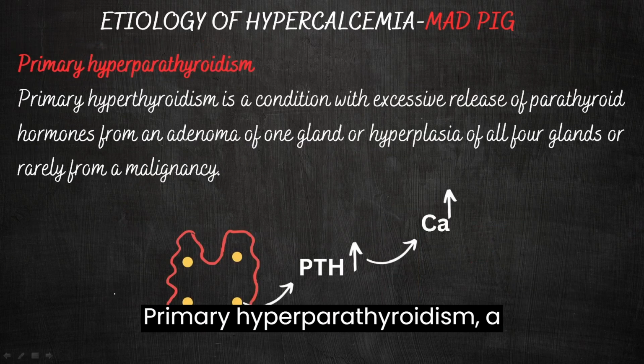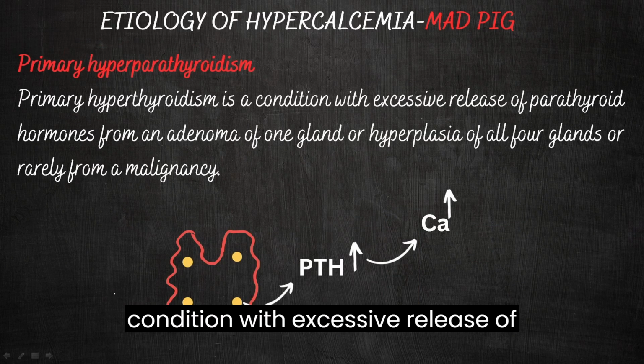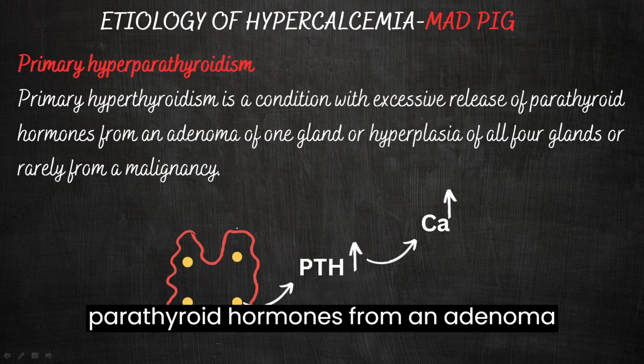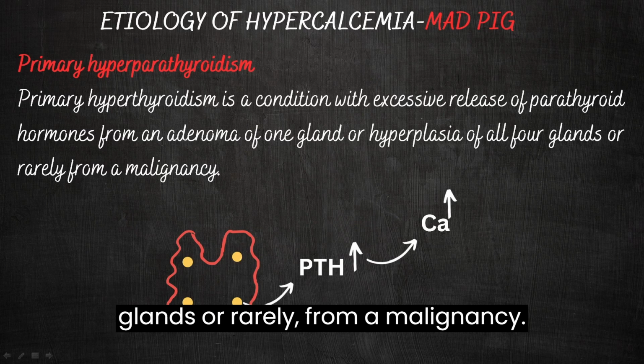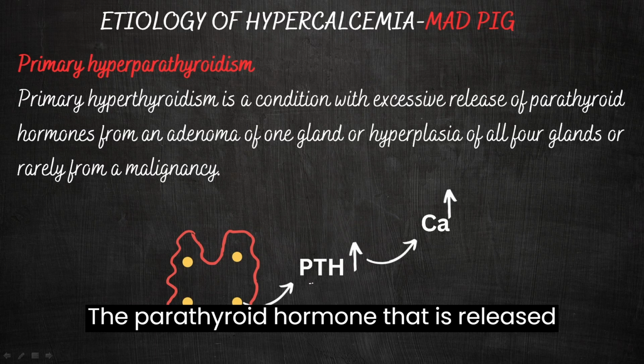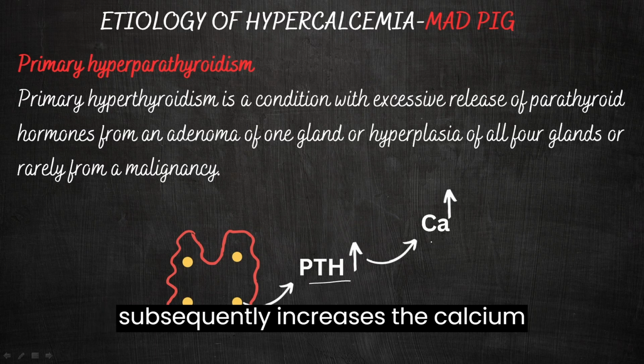Primary hyperparathyroidism is a condition with excessive release of parathyroid hormones from an adenoma of one gland or hyperplasia of all four glands, or rarely from a malignancy. The parathyroid hormone that is released subsequently increases the calcium levels.